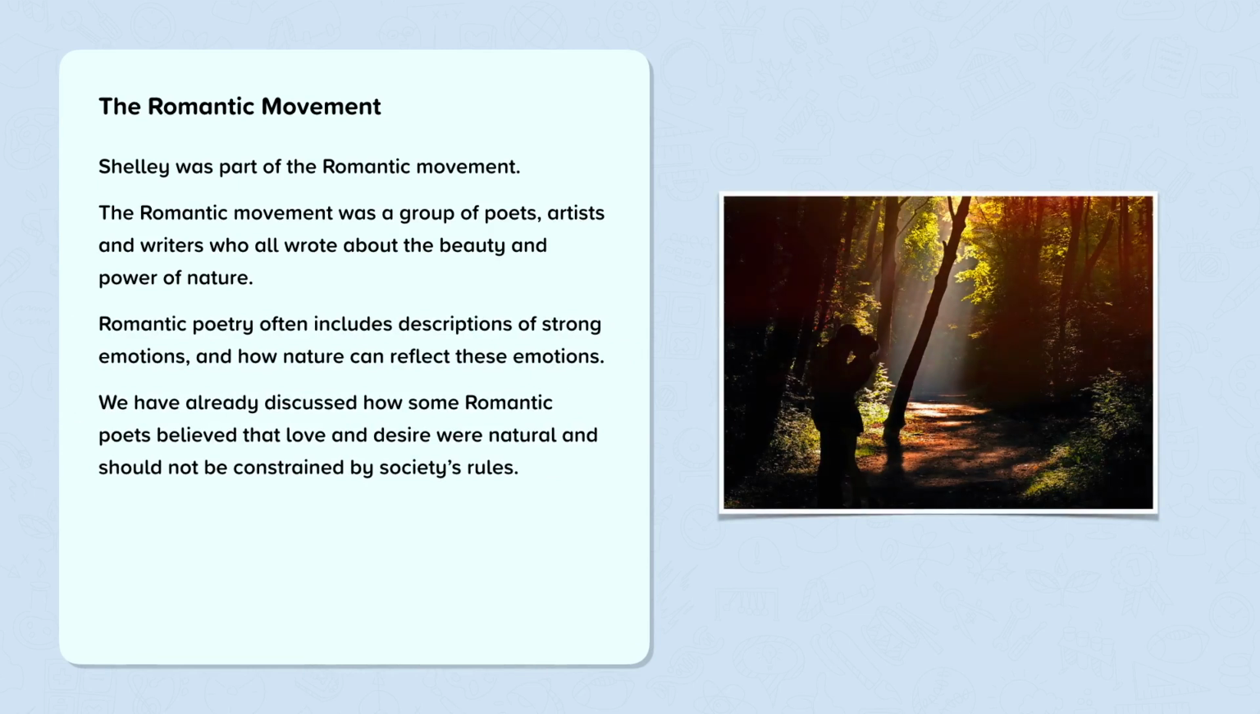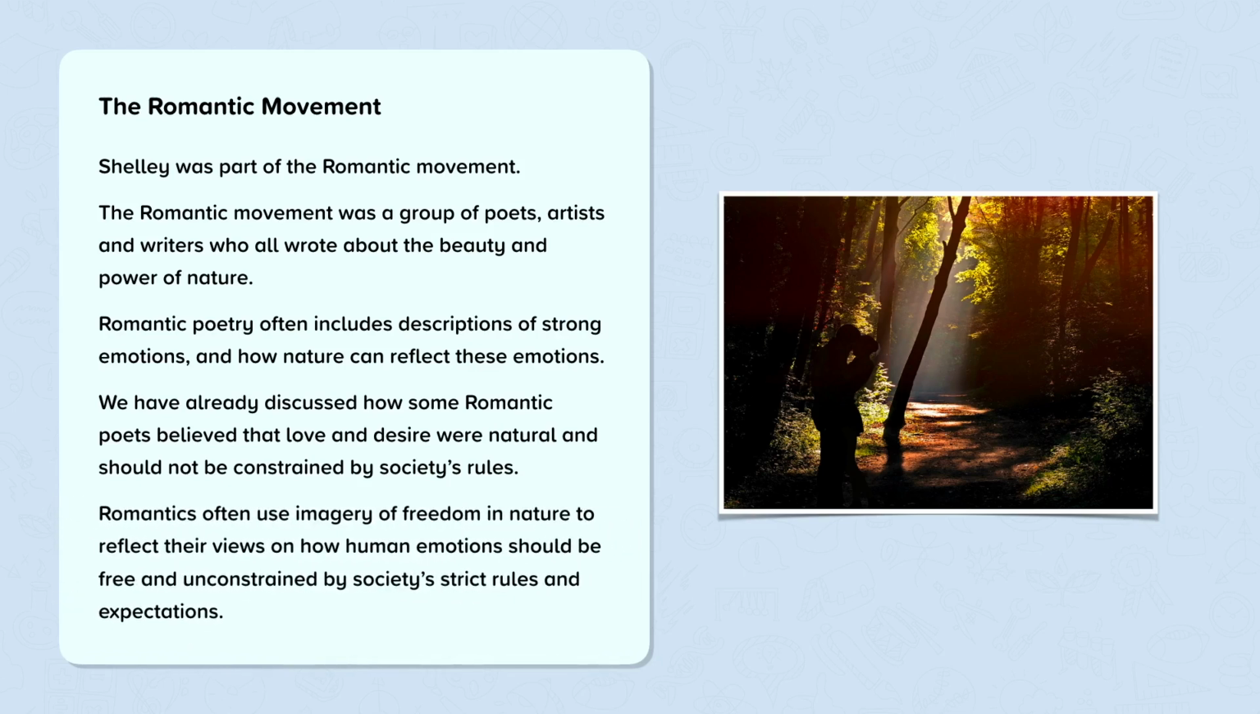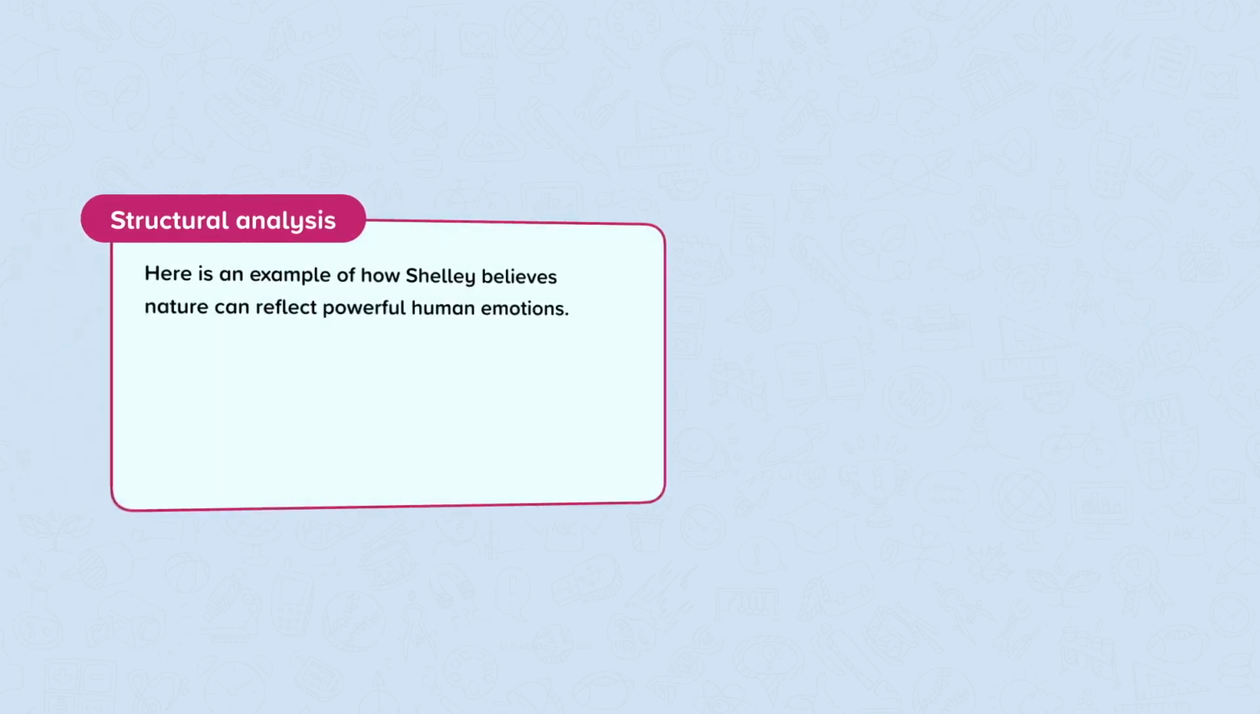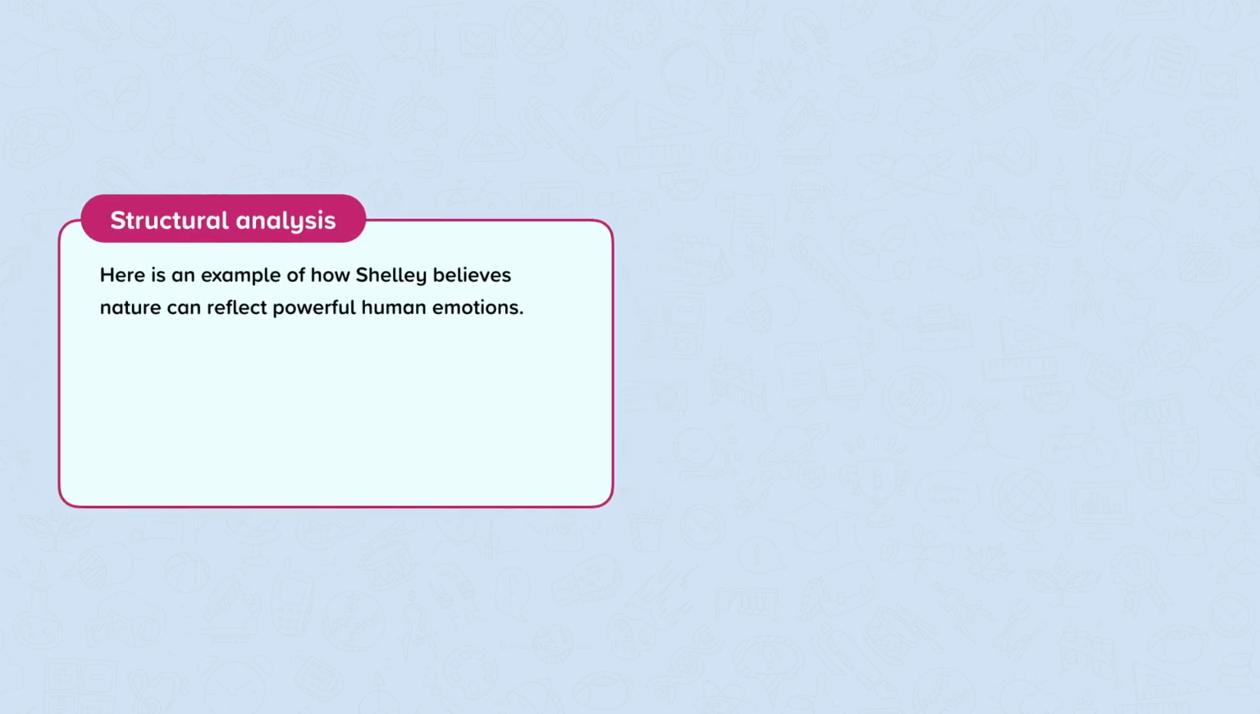We have already discussed how some Romantic poets believed that love and desire were natural and should not be constrained or restricted by society's rules. Romantics often use imagery of freedom in nature to reflect their views on how human emotions should be free and unconstrained by society's strict rules and expectations. Here is an example of how Shelley believes that nature can reflect powerful human emotions.